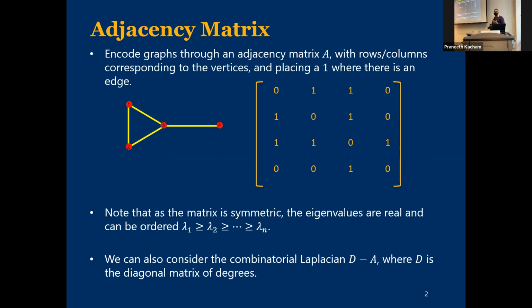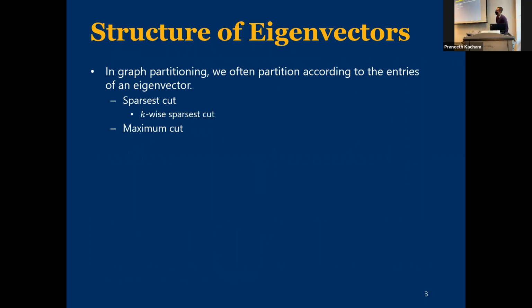And during this talk, we'll also consider the combinatorial Laplacian, which is another matrix of the graph, which is D minus A, where D is the diagonal matrix of degrees. So when we think about graph partitioning, often we'll partition according to the entries of the eigenvector. And this is done when we think about sparsest cuts, k-way sparsest cuts, maximum cut.